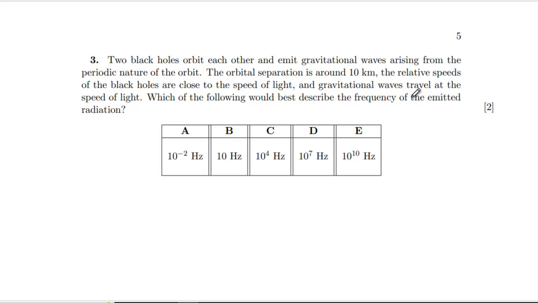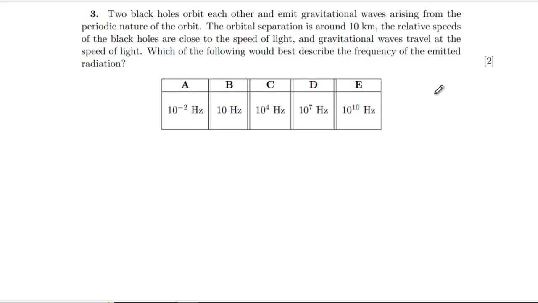Question 3. 2 black holes orbit each other and emit gravitational waves arising from the periodic nature of the orbit. Right, okay, we've got some new ground here. The orbital separation is around 10 kilometers. The relative speeds of the black holes are close to the speed of light, and the gravitational waves travel at the speed of light. Which of the following will best describe the frequency of the emitted radiation? Right, well, this is a topic that we don't know very much about, if anything.